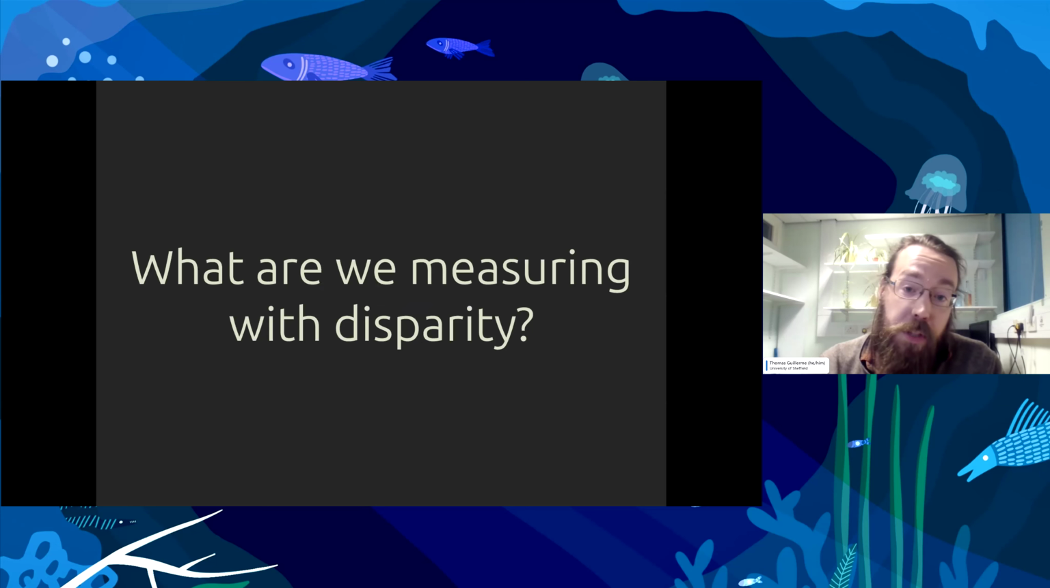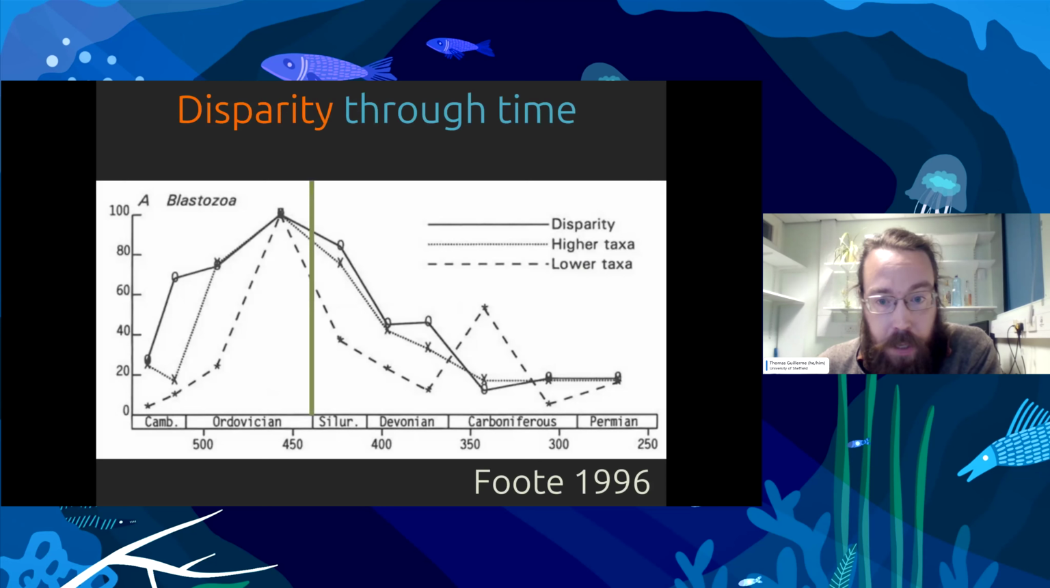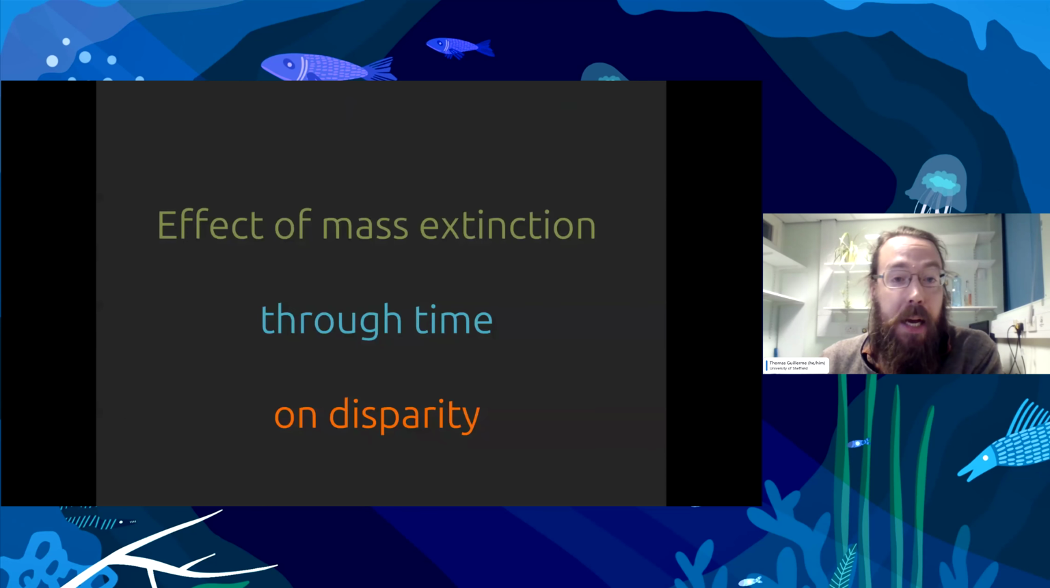So again, to this question, what are we measuring with disparity? Going back to this disparity curve, already we can notice that this is disparity through time. And for those that know their big 5 mass extinction, there's a big mass extinction happening here. So we could basically say this curve is disparity through time across a mass extinction event.